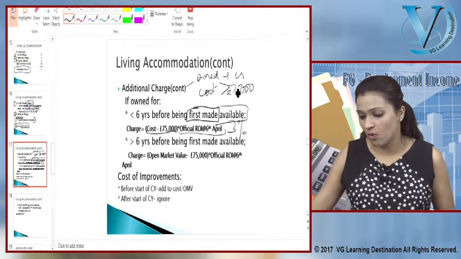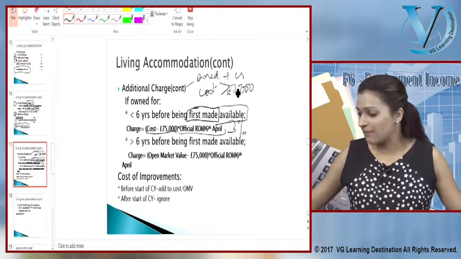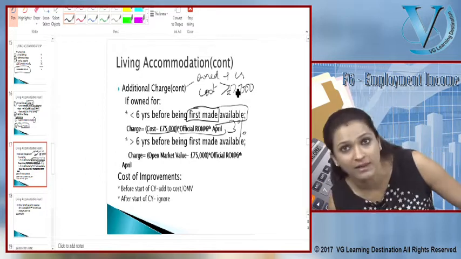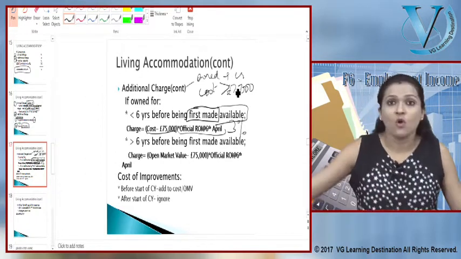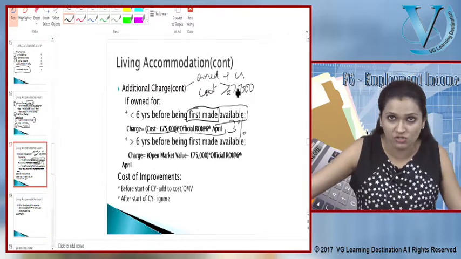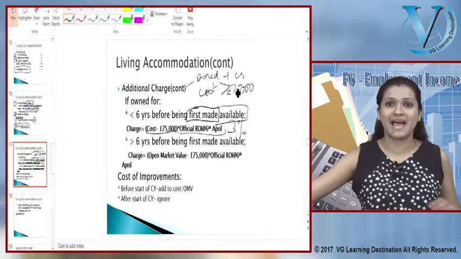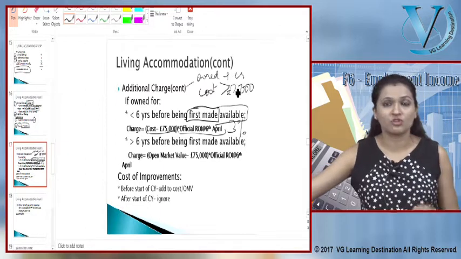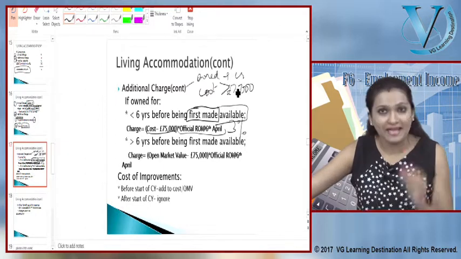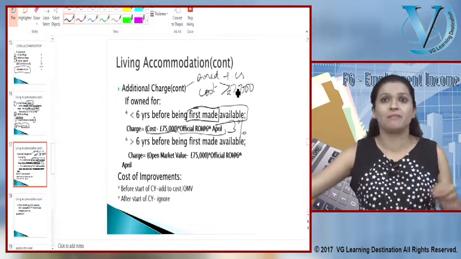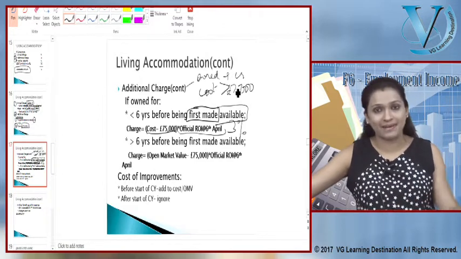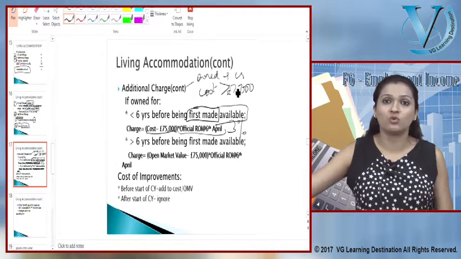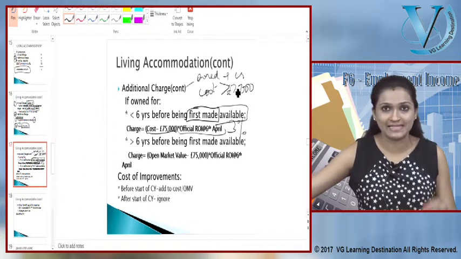Now thereafter, what else is there? What happens if there is cost of improvement done on the property? What about cost of improvements? What are we doing regarding the cost of improvements? The simple rule is: when was this cost of improvement levied? If it was levied before the beginning of the current year, you're going to capitalize this cost of improvement and add it to the cost of the building itself.